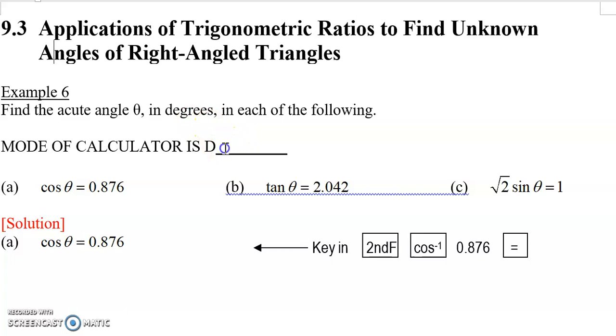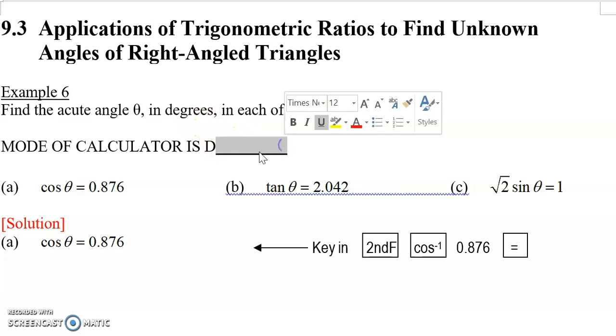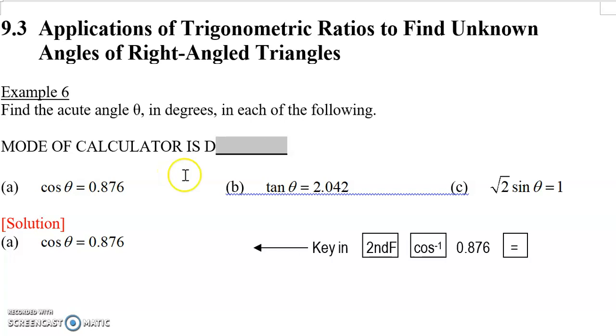Now, in this topic, you'll need your calculators as well. So please make sure that the mode of your calculator is in degrees. Over here, it will be DEG, short for degrees. We have three questions over here: cosine theta equal to 0.876, tangent theta equal to 2.042, and square root 2 sine theta equal to 1.